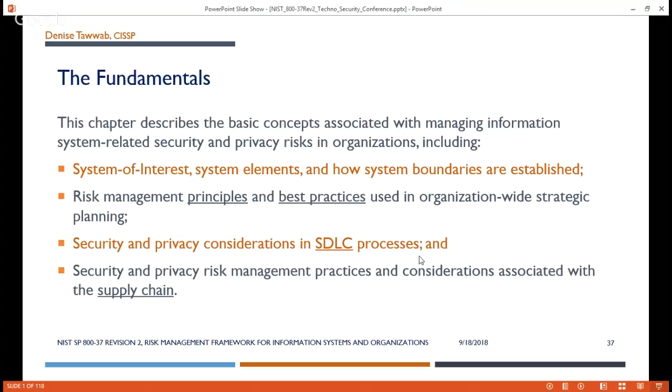Risk management principles and best practices used in organization-wide strategic planning include security and privacy considerations in the SDLC processes, and security and privacy risk management practices and considerations associated with the supply chain.